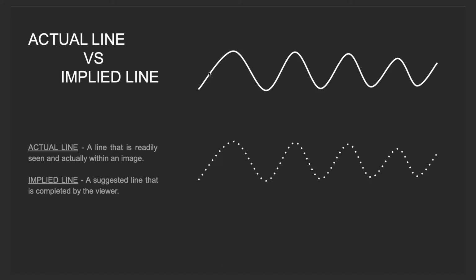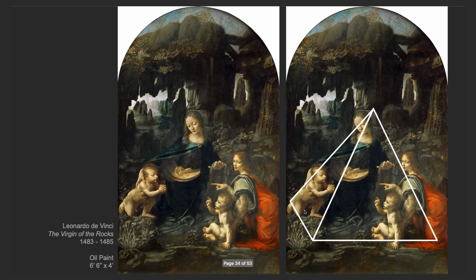There are actual lines and then there are implied lines. Implied lines are elements of an artwork that come together to suggest a line. For example, this painting, where you have implied lines that go from the eyes here down the arm to the back of the baby. You've got implied lines here. It's not an actual line, but they seem to all line up, and I think you can really draw that connection.